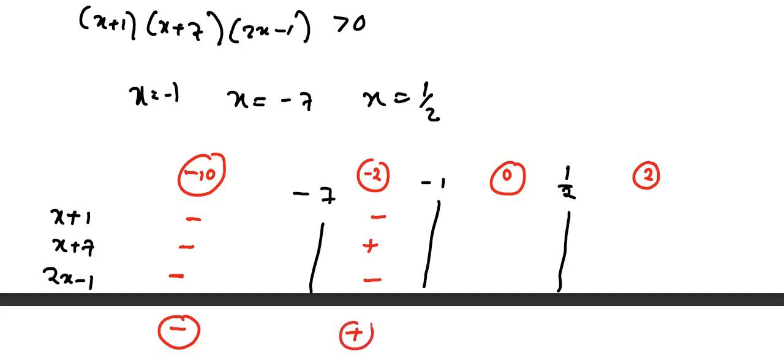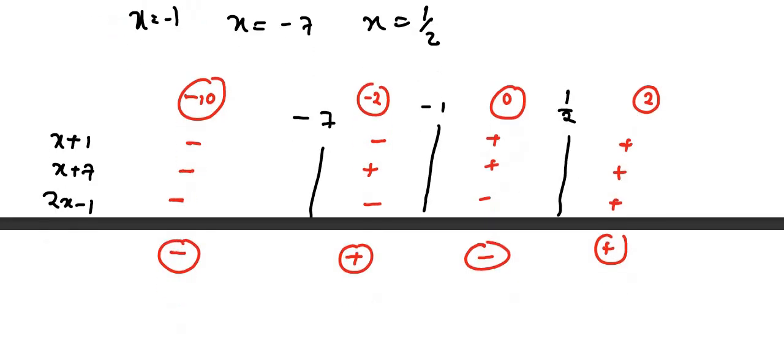This is giving us a positive outcome. I put a 0: positive, positive, negative. This is negative. I put a 2: that's going to be positive, positive. Then this is going to be positive. Now we want where these three things are all going to give us a positive outcome. So this region we don't want, we want this region. We don't want, we want this region.